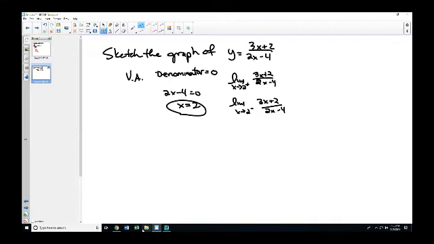You look at the function. Okay, the denominator is 0, that's one factor. Can you factor this term out? 2x minus 4? No, you can't. You cannot factor that out. That has to be a vertical asymptote.